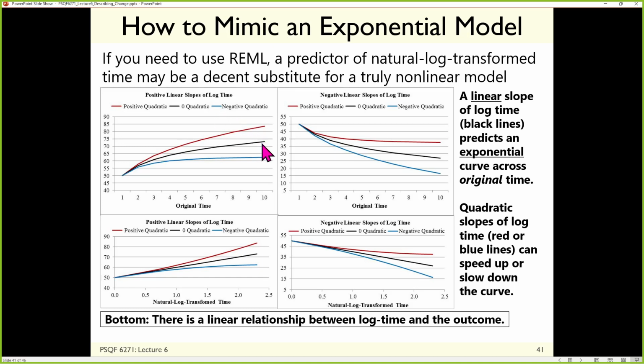So the top left picture then is a positive linear slope of log time, paired with either a positive quadratic slope or a negative quadratic slope. And then the top right picture is a negative linear slope of log time paired with either a positive quadratic or a negative quadratic.